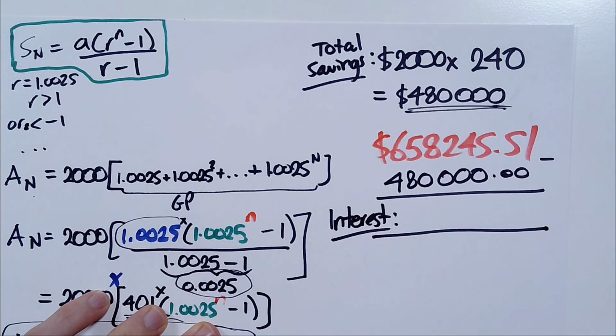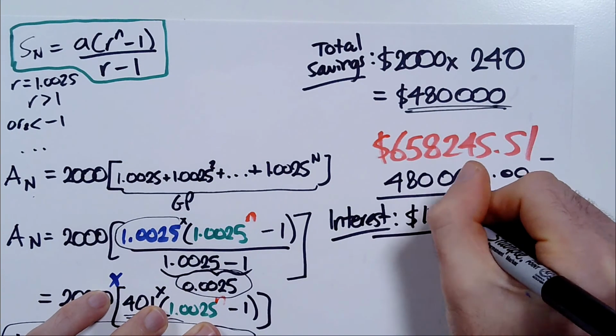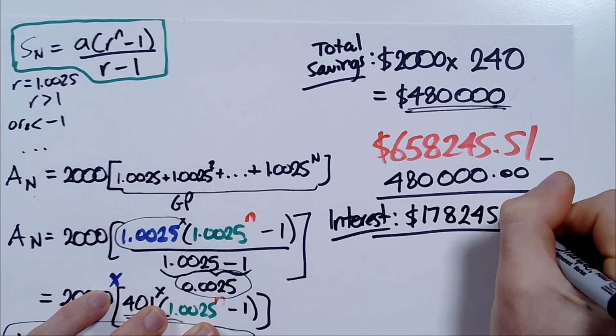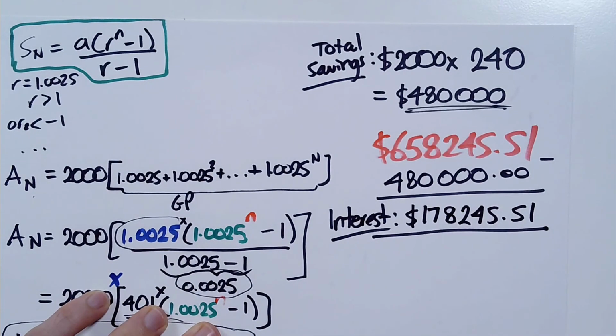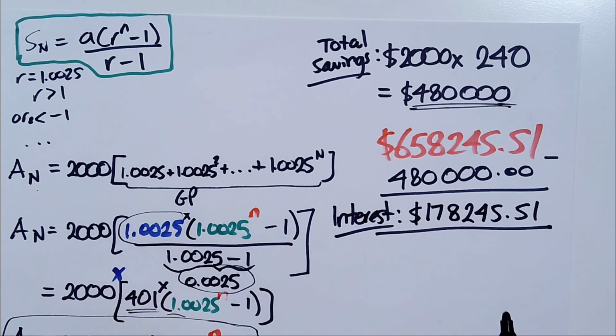But if you gave the $2,000 to the bank who paid you 3% interest per annum, compounded monthly, then you make an extra amount of $178,245.51. That is additional to the money that you invested. So the bank didn't merely store your money, they actually rewarded you with more money, and a lot more money. So I hope that is a very useful explanation for you.